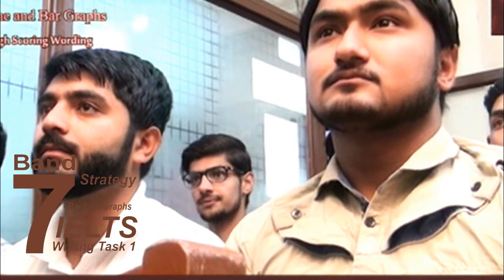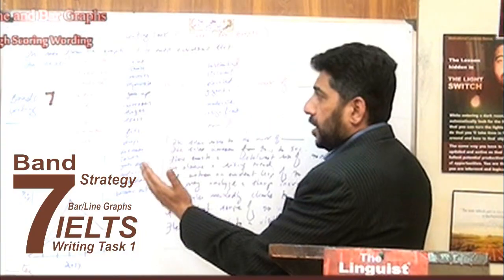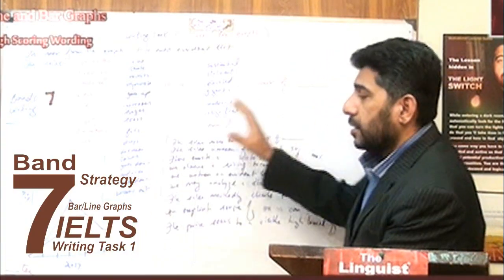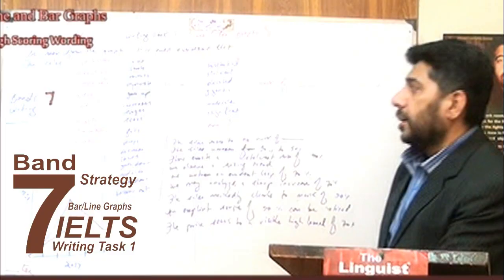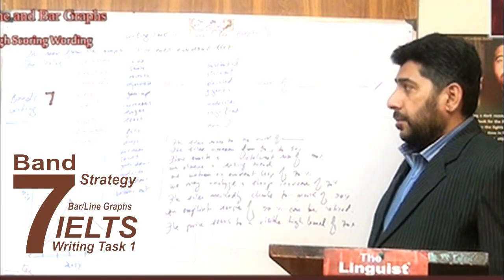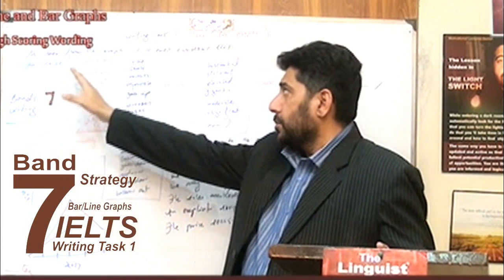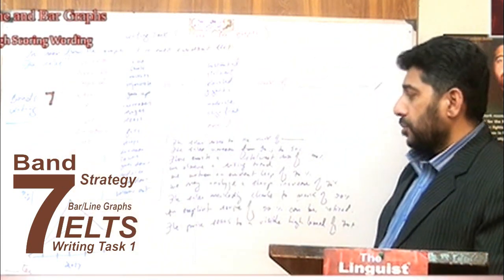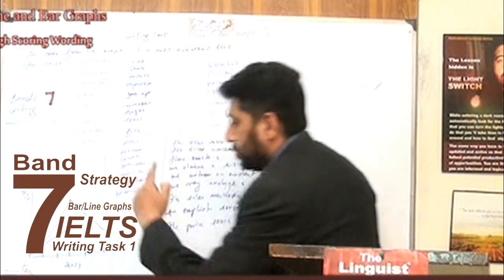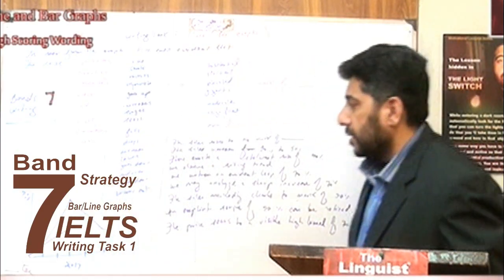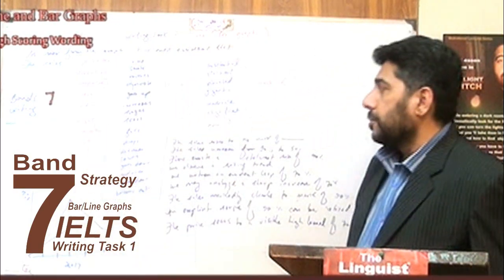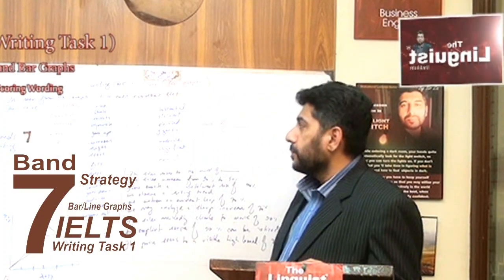We have a sample writing task 1, line graphs and paragraphs. This is a very effective vocabulary, and I have tried to ensure band 7, right? So let's have a look at that. How are you going to start? I mean, it's 2017, and we have to check out how to come up with quality wording.